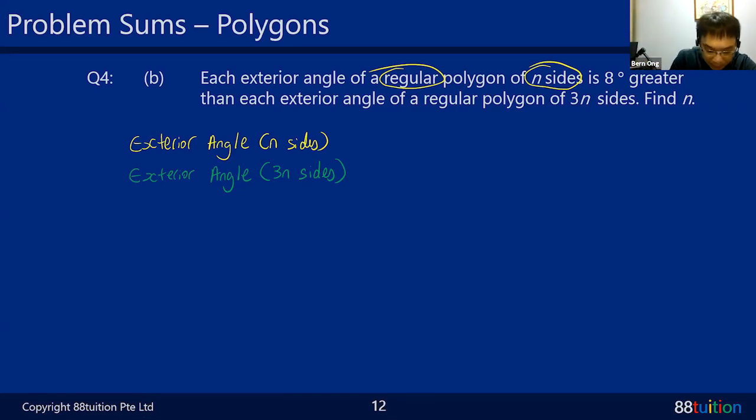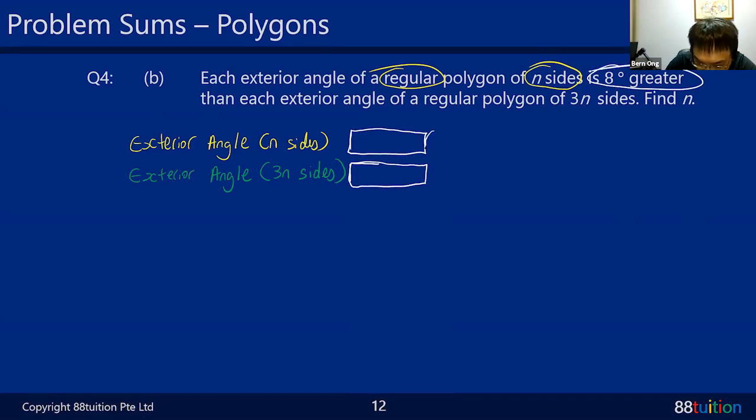So 8 degrees greater means what? Don't know, draw a model. So down here, this is like the n-sided one. This is like the 3n-sided one. But because the n-sided one is 8 degrees greater, down here there's an additional 8 degrees. Can you see now? So this size and this size are the same. It's just that the n-sided one has an extra 8 degrees coming out. It's bigger than the 3n-sided one. Okay, but this is just a model diagram.